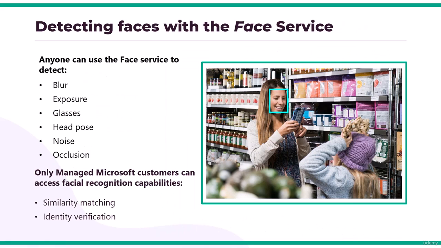After image analysis, we have face detection also as a part of the vision service. Face detection involves identifying regions of an image that contain a human face, typically by returning bounding box coordinates that form a rectangle around the face. As you can see here, a human face is detected with the square box. Anyone can use this face service to detect blur, exposure, or maybe detect glasses or mask. You can also detect features of the face like head pose, nose, eyes, or you can also have a configuration for noise and occlusion.